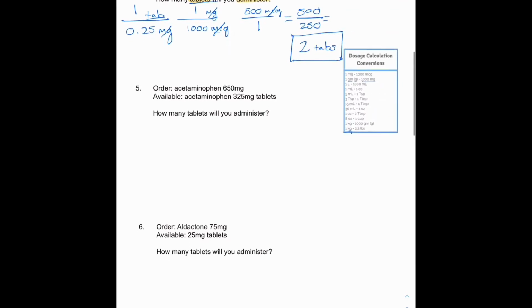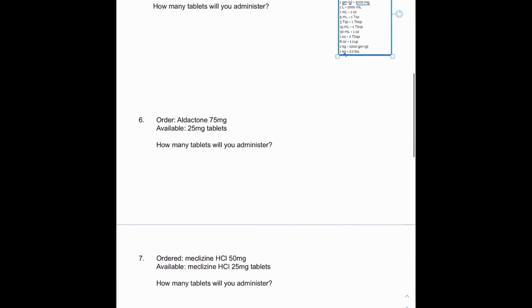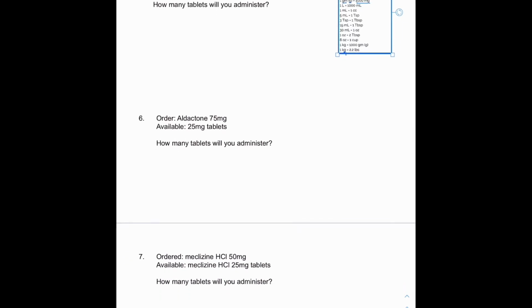Number 5. We have an order for Tylenol, 650 milligrams. Available is 325 milligram tablets. The question is, how many tablets are we going to administer? So we'll start with tablets on top. In our problem, we see that 1 tablet is 325 milligrams. 1 tablet, 325 milligrams.